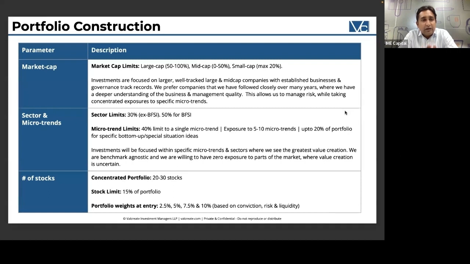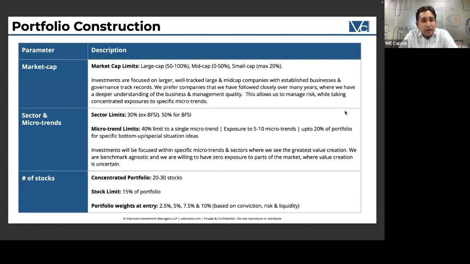Now, there are sector and microtrend limits that we follow. At the sector level, there's a 30% limit ex BFSI and 50% for the BFSI sector. We will limit exposure to 40% on a specific microtrend. The aim is to have between 5 to 10 microtrends. We may keep up to 20% of the portfolio for specific bottom-up or special situation ideas.